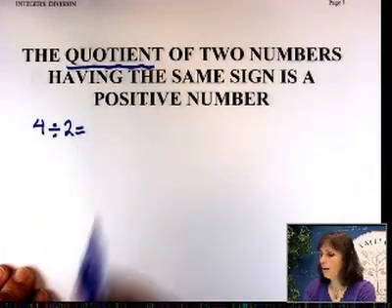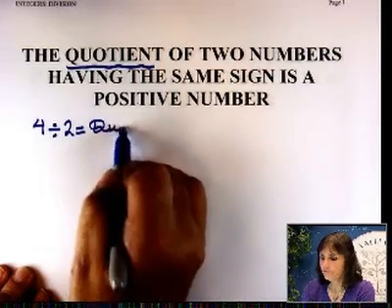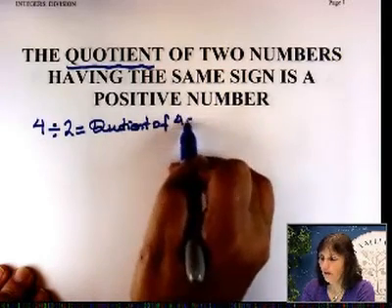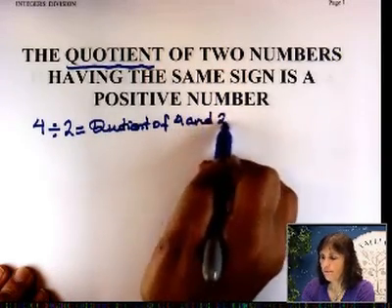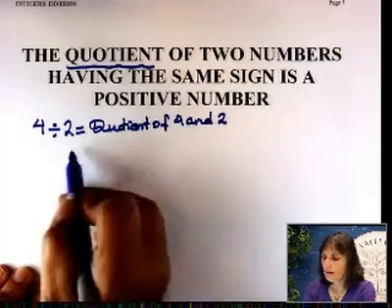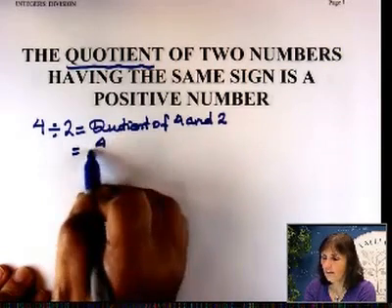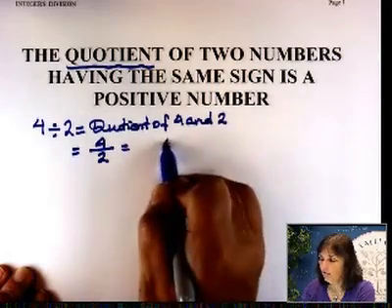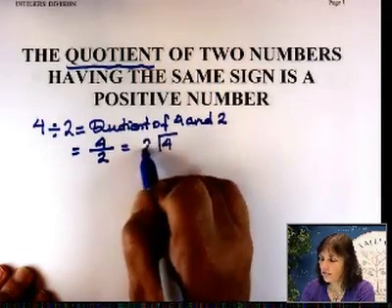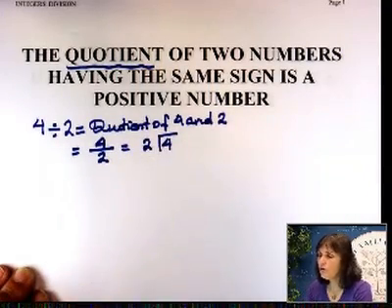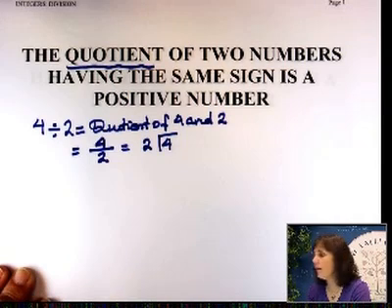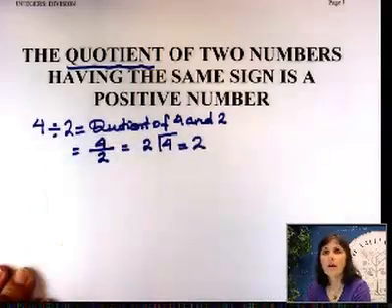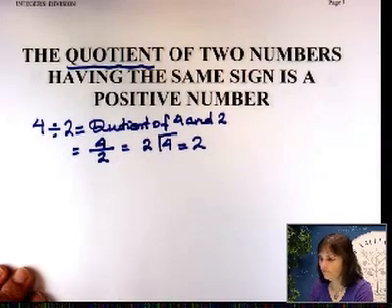This is also called the quotient of 4 and 2. Now, you can also write 4 divided by 2. The quotient of two numbers having the same sign is a positive number. 4 divided by 2 is simply 2. 4 is positive, 2 is positive, you get a positive answer.